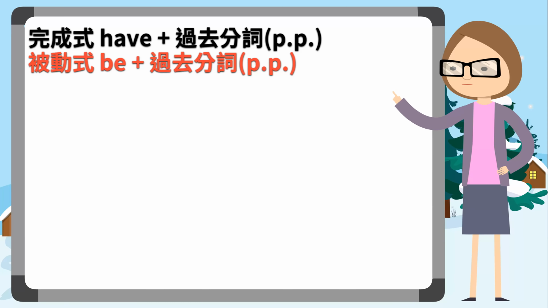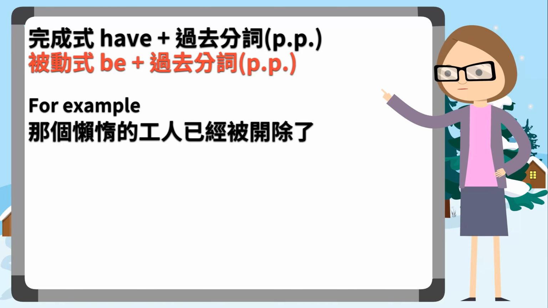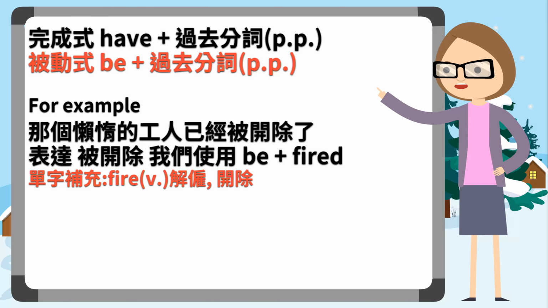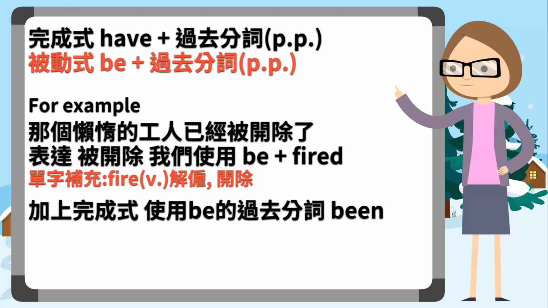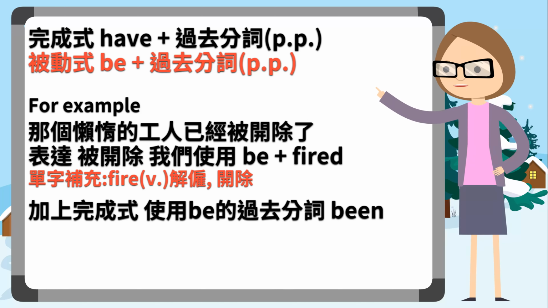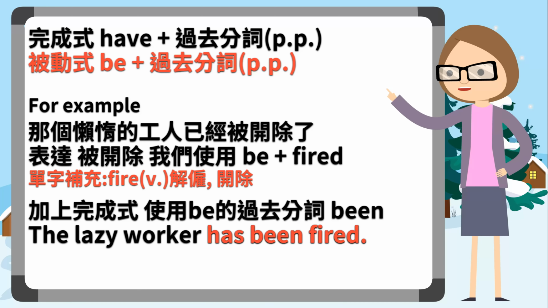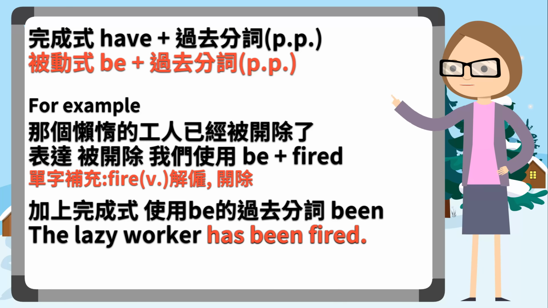如果我们想要表示已经被，那么我们将先前学过的完成式与被动式结合在一起。例如，那个懒惰的工人已经被开除了，那顽皮的小孩已经被处罚了，他们的对手已经被击败了，那杯咖啡已经被喝掉了。那我们该怎么做呢？例如，那个懒惰的工人已经被开除了。表达被开除，我们使用 be 动词加上 fired。我们在前面再加上完成式，我们使用 be 的过去分词 been。所以我们将句子写成 The lazy worker has been fired.